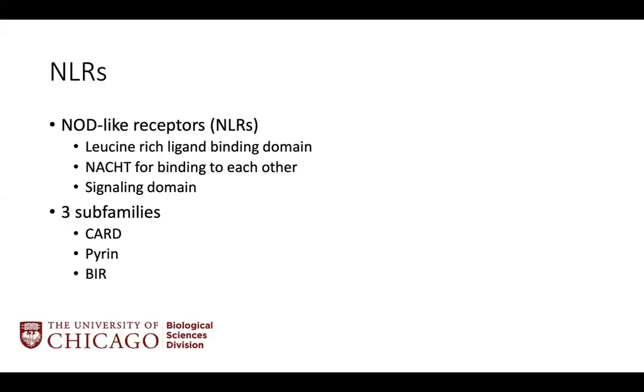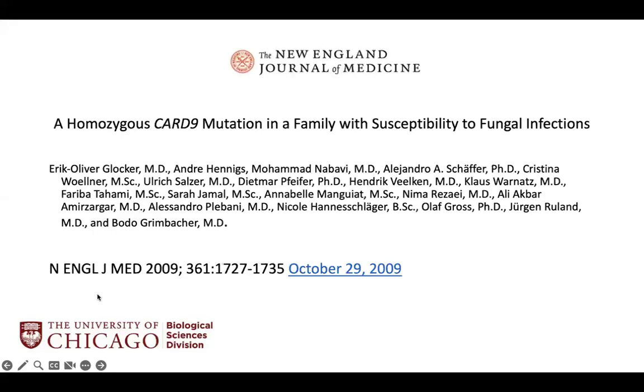Okay. NLRs, the next set of receptors are more important for other subspecialties because they're more associated with autoinflammatory diseases, but we do need to know these as well. So NOD-like receptors are called NLR. They also have that leucine-rich binding domain, and they have a notch for binding to each other, and then they have a signaling domain. So there are three subfamilies, CARD, pyrin, and BIR.